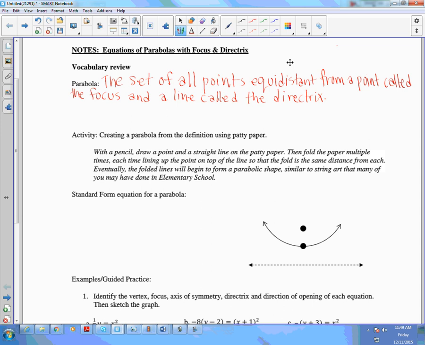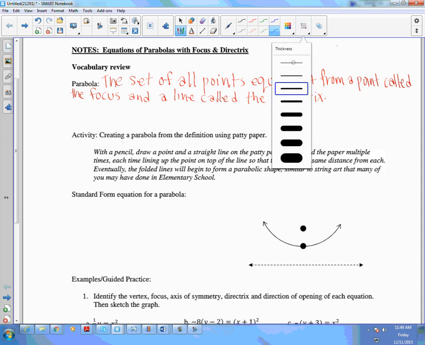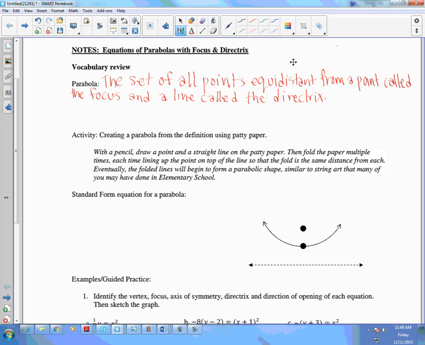Okay, so now we're going to find out what the focus is. The focus, so very small. The focus is any point on the parabola. Oops, I'm doing the wrong one. A point directly above or below the vertex. Excuse me.